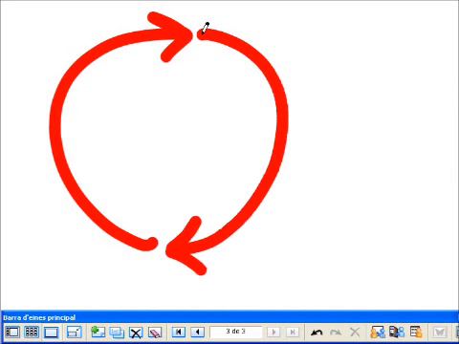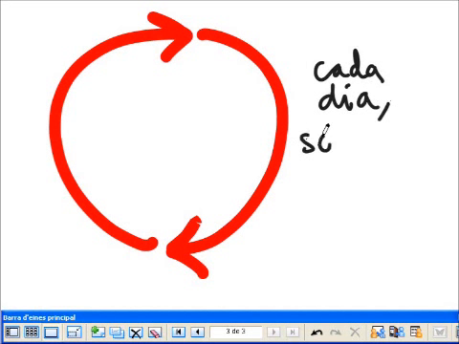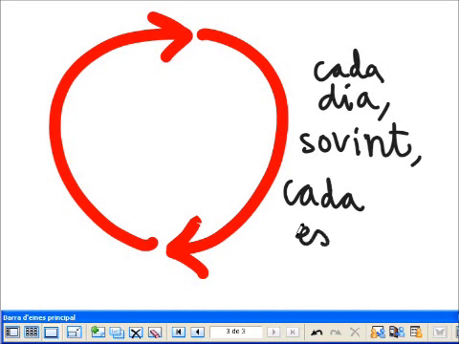Aquest és el símbol que utilitzarem per parlar dels hàbits i les rutines. Com indica, doncs són coses que es repeteixen. And it indicates things that repeat. For example, every day, or often, or things that repeat every odd years, cada X anys, or every summer, or cada estiu.